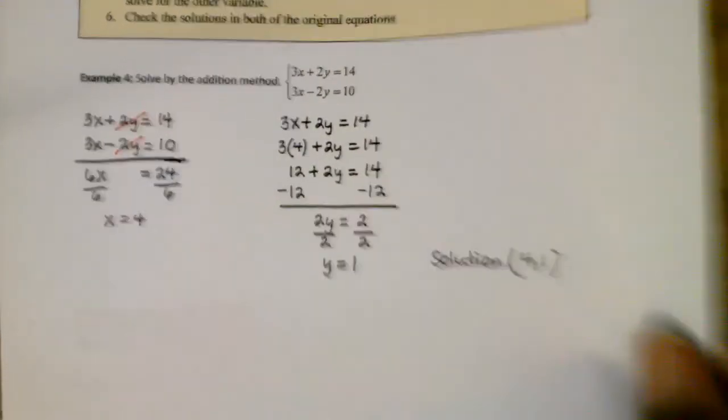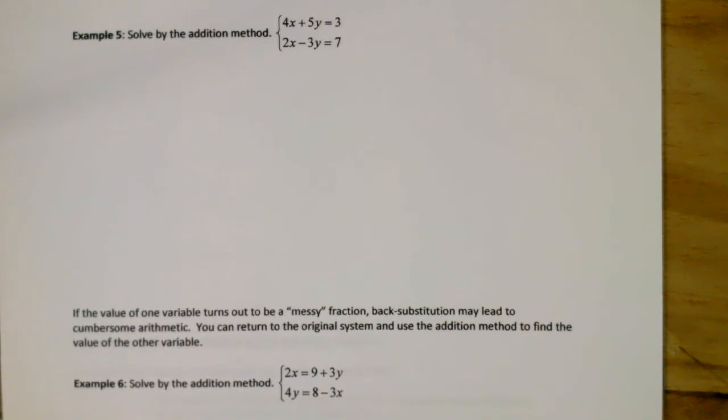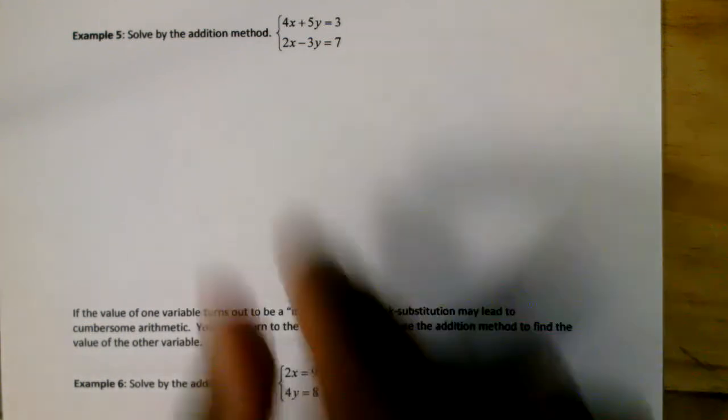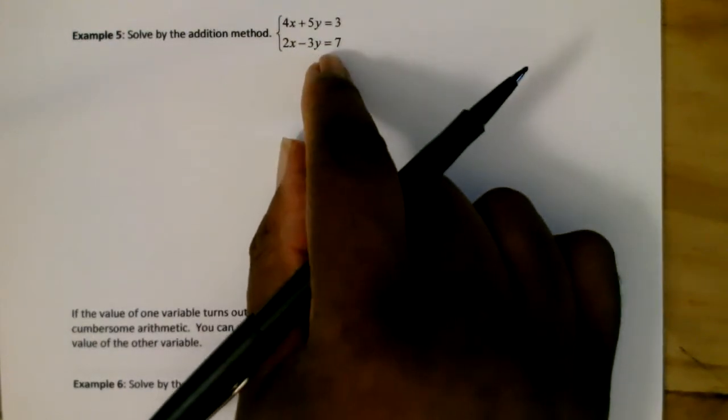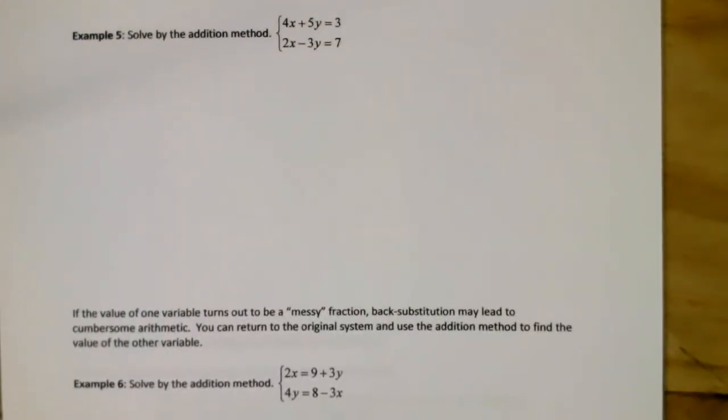All right, now let's take a look at another example. Let's say we have a system of equations like this one, 4x plus 5y equals 3, and 2x minus 3y is equal to 7. Now, if we were to combine these two equations together, there's no way we're going to eliminate either the x or the y. So this is a case where we need to multiply one or both equations by a non-zero number.